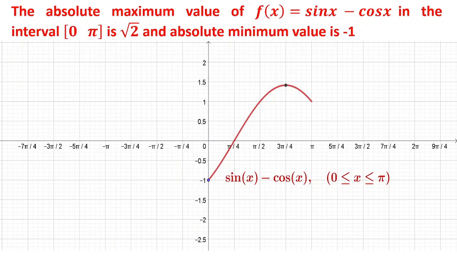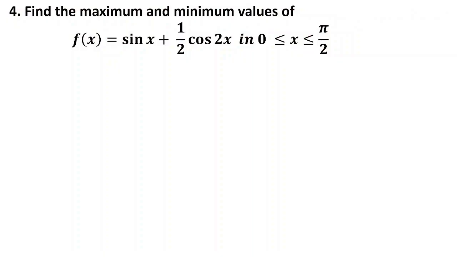And we are seeing the graph of it now. It is a part of the graph of sin x minus cos x from 0 to pi. You are visualizing here that the minimum value is minus 1 and the maximum value is root 2. It is obtained at 3 pi by 4. Go to the next question.